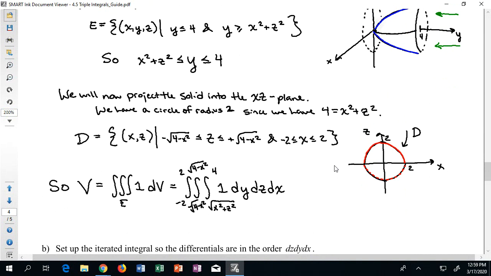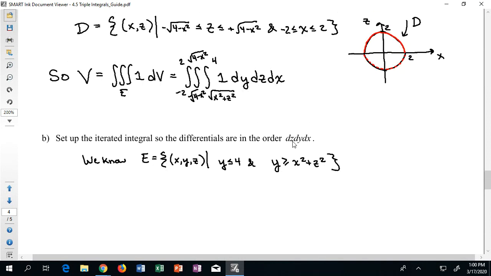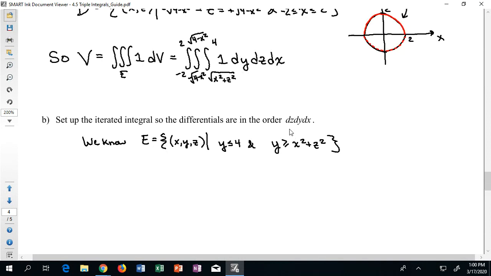Okay. I'm going to take a look here to see how exactly I could start to reverse this. So again, we know that E was given as a whole bunch of x comma y comma z points, where y was going to be less than or equal to 4, but y was also going to be greater than or equal to x squared plus z squared. Now, if I'm interested in starting by bounding z, I really only have one inequality that works with z.